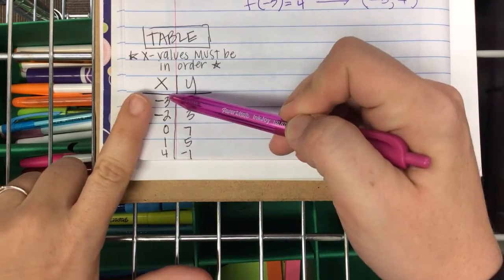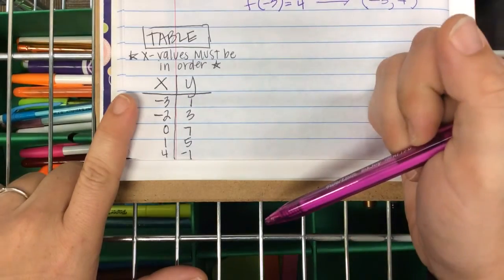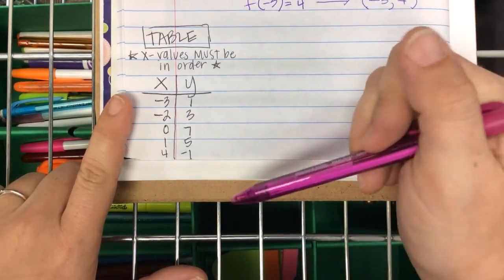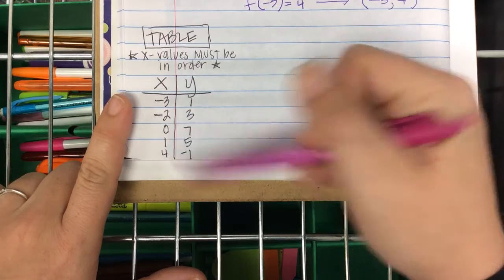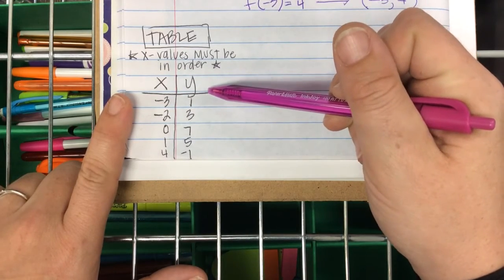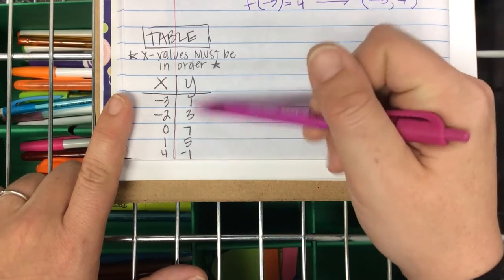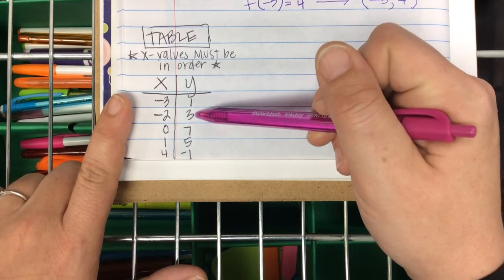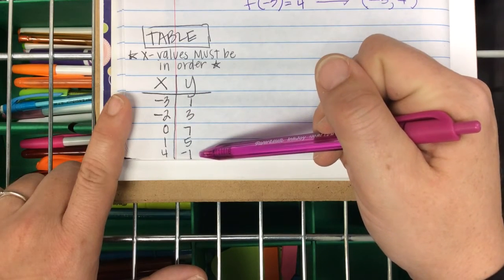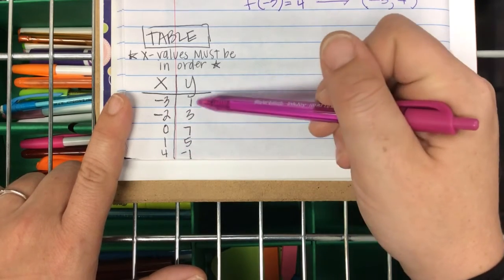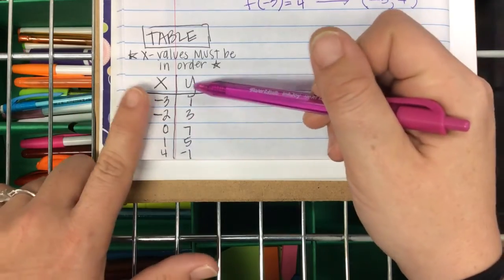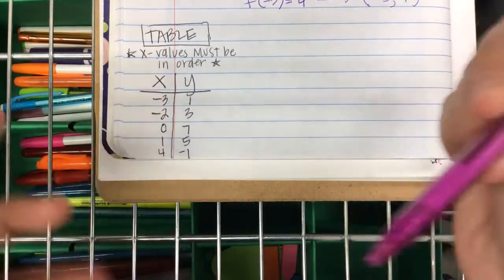Looking at this, can you identify the domains? Yeah, it's super easy. Right here. Can you identify the ranges? Yes, but should you list them 1, 3, 7, 5, negative 1? No, you need to order them. So it's a little tricky because they're not in order.